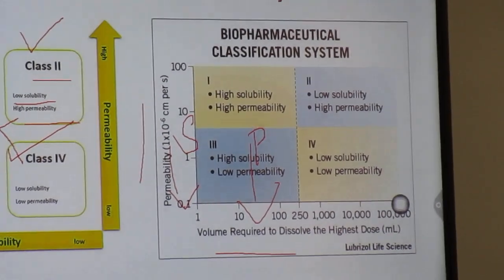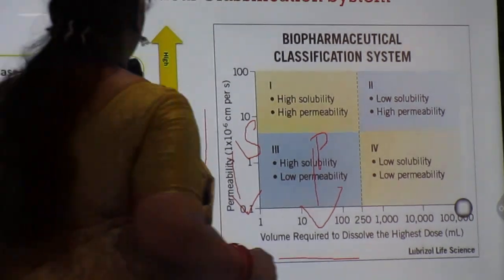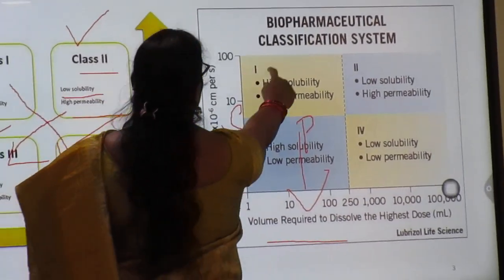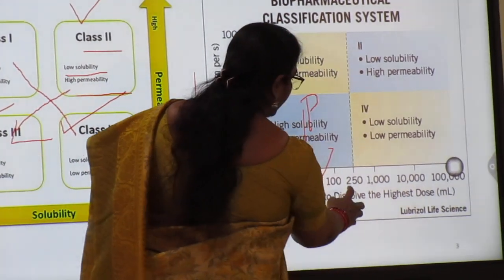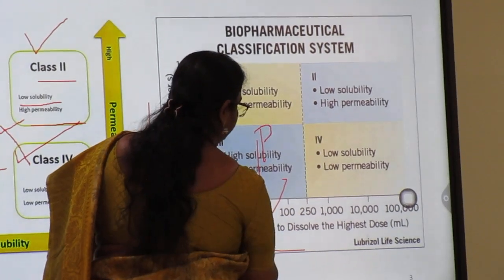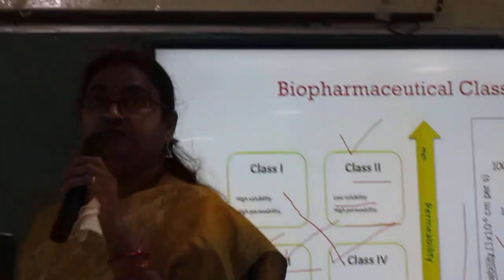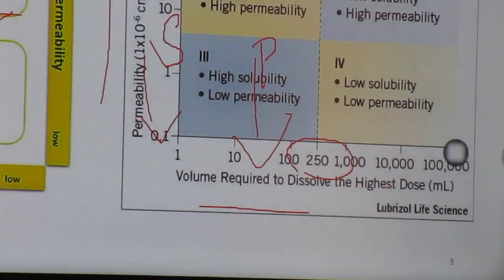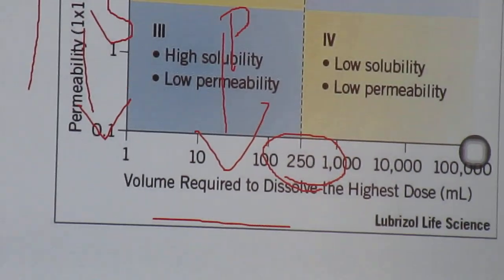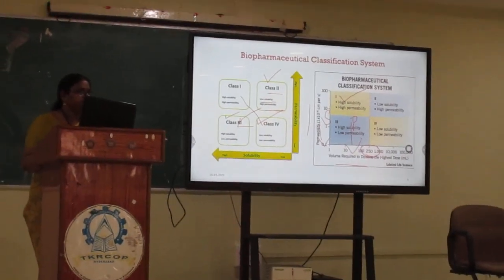Okay? Now, when do I say that the drug belongs to class 1? Here, if you see this particular class, this is the volume in ml. If my highest dose of the drug dissolves in 250 ml of dissolution media, I am calling it highly soluble. Either it is class 1 or class 3. Am I clear to you?